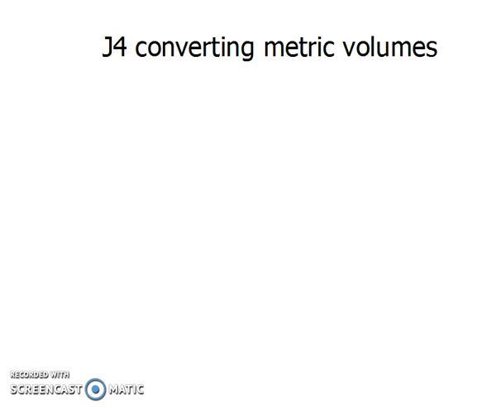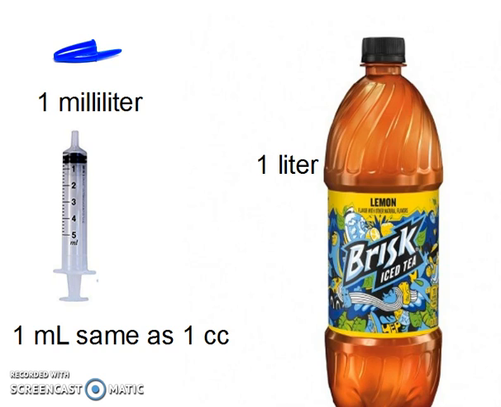Video J4 is to help with converting metric volumes. Our two main units are milliliter, and a pin cap holds about 1 milliliter of water. 1 milliliter is the same as 1 cc, so you may have heard of that in medicine. When you have a syringe, like when you're giving babies cough medicine, if you only filled it to right there, that would be 1 milliliter. And usually babies are taking more than that.